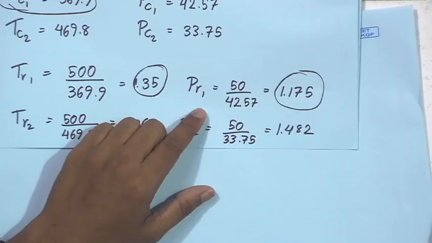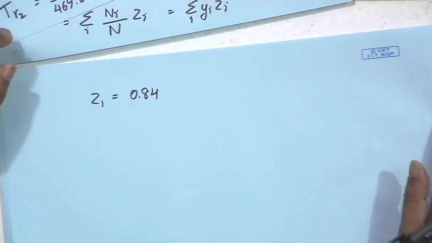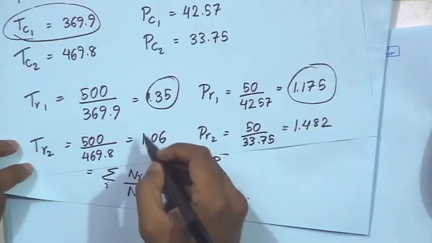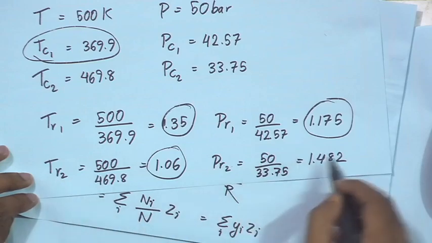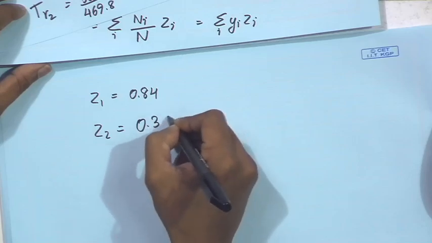1.175 will come somewhere here. We go up. 1.35, that is the value of reduced temperature, is coming somewhere here. So we get the value of Z1. I have made a small mistake here, it will come somewhere over here. So the value of Z1 is 0.84. In the similar way, we calculate the value of Z2 from the values of critical temperature and critical pressure for component 2, and the value of Z2 we got is 0.35.